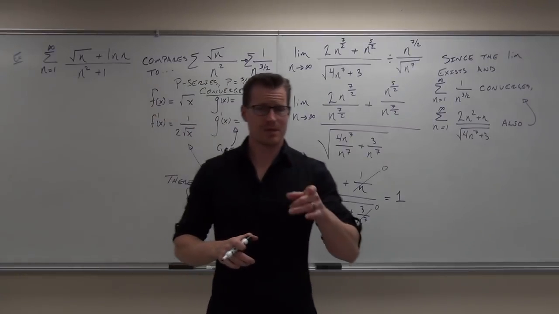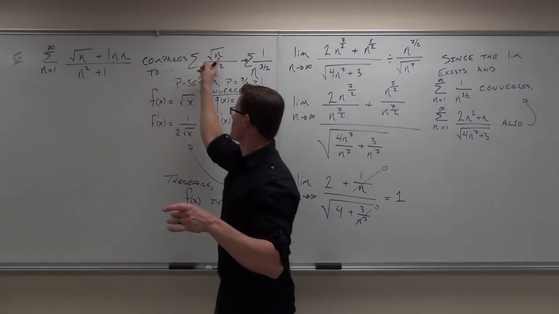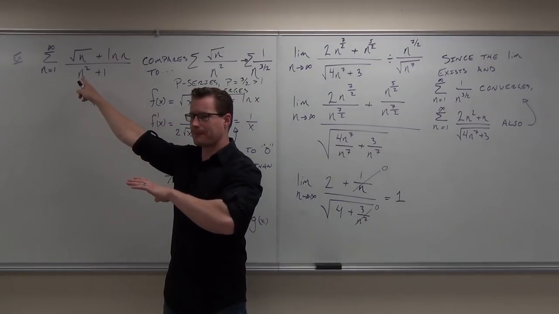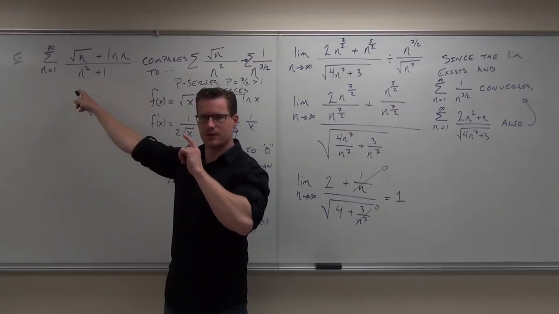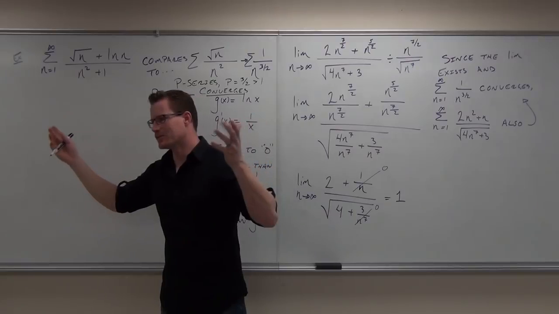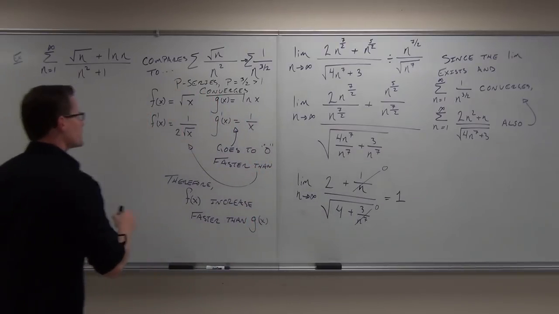So, tell me this. If we compare this to this and the limit exists, what do we know about that? That it also converges. Very good. What if the limit doesn't exist? No, we don't know. Can't do it. That's something else. So let's do our limit comparison test.